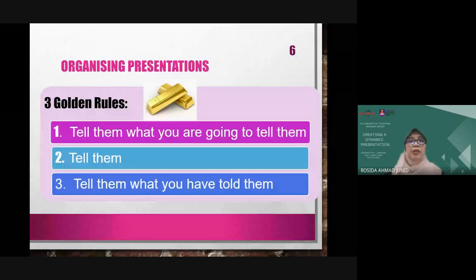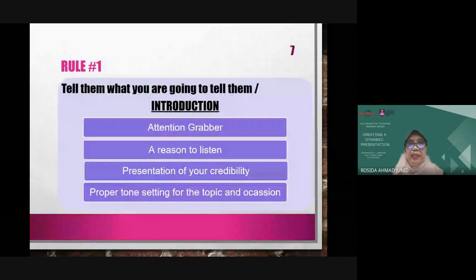Okay, so what does it mean here? What it means is that rule number 1, in your introduction, you are advised to have an attention grabber.